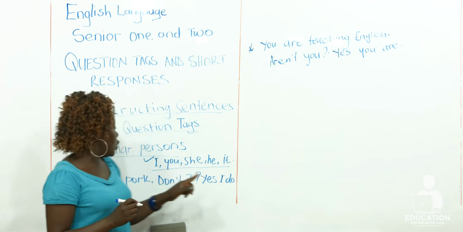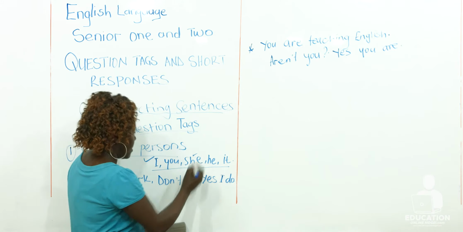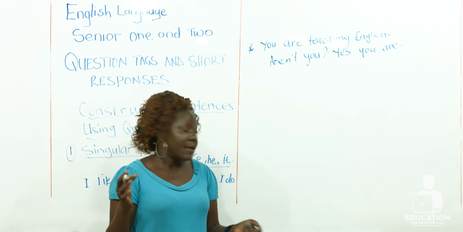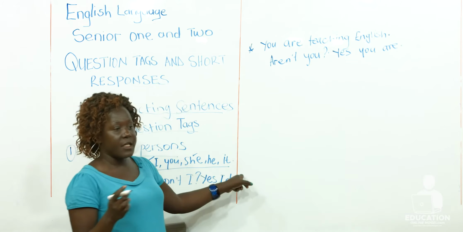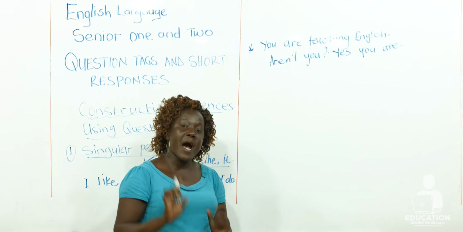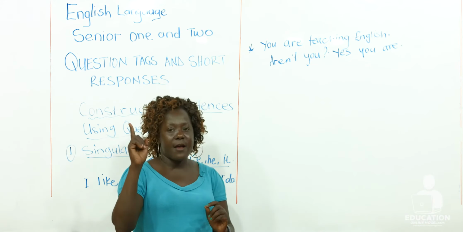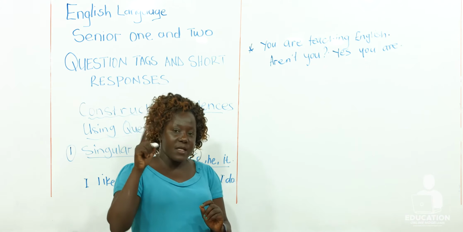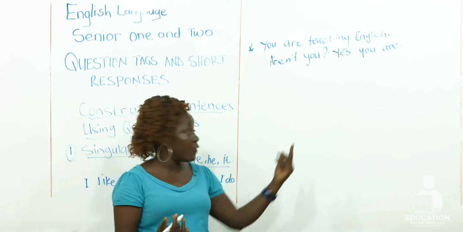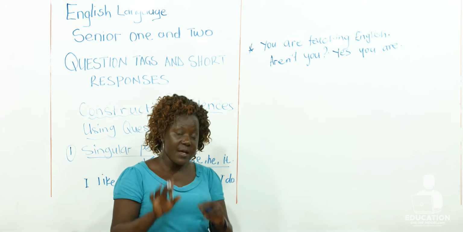Let us now look at this "she". And where does she fall? Only three: she, he, it. They're in one category called third person singular. And when it is third person singular, all the verbs you will use to form the tag must be singular in nature.